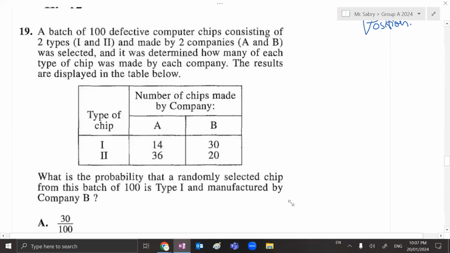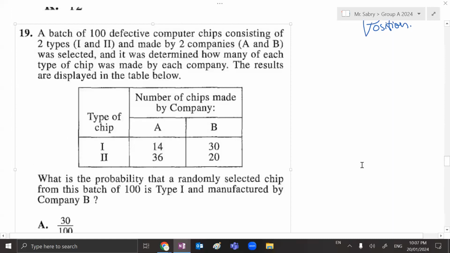19. Clearly somehow a probability question. It says, what is the probability? So for probability, I'll put the rule. It's wanted over total right away. What is the probability of what? That a randomly selected chip from this batch of 100 is, so what's the wanted again? Type 1 and manufactured by company B.